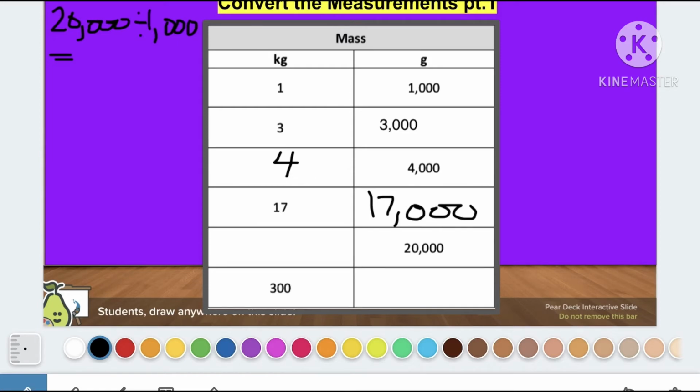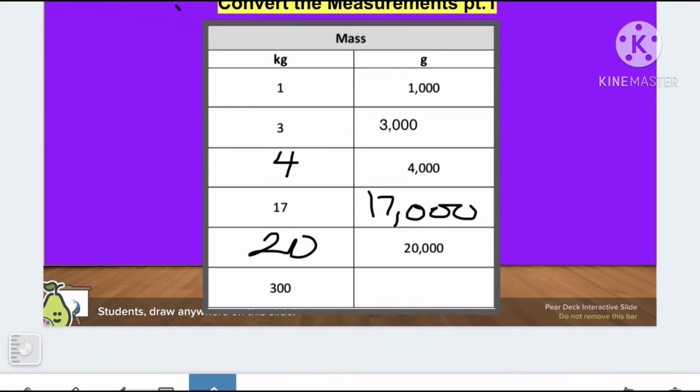Absolutely, guys. 20. Here's a little trick. I'm dividing by 1,000, so all I'm doing is taking away 3 zeros because in the number 1,000, there's 3 zeros. So I will be left with 20.